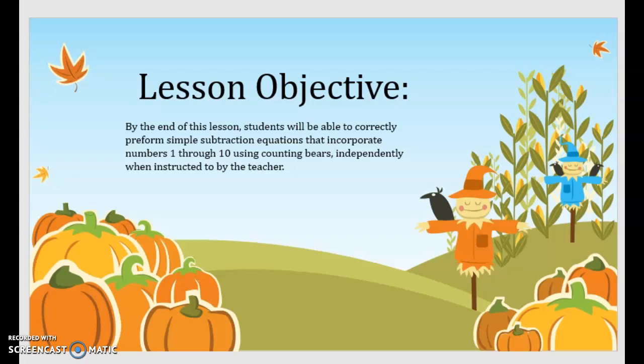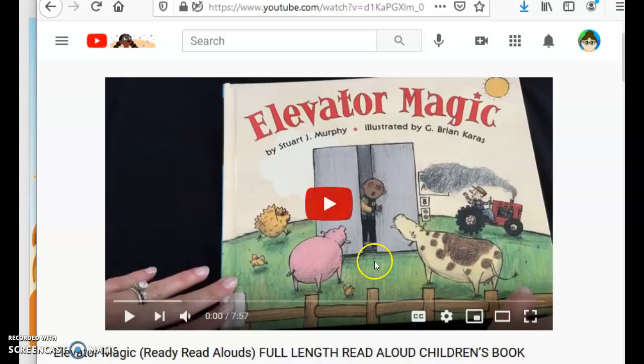The materials that you're going to need for this lesson is the book Elevator Magic by Stuart J. Murphy, Counting Bears, and then you might need a computer and a projector if you do not have the Elevator Magic by Stuart J. Murphy book. You can also look that up on YouTube and you can show that on the projector for the students to listen to. So that, again, can be found on YouTube. And you would just project that on the whiteboard.